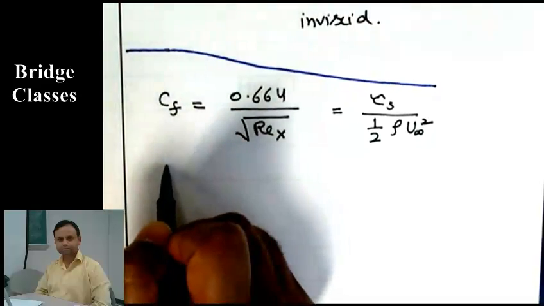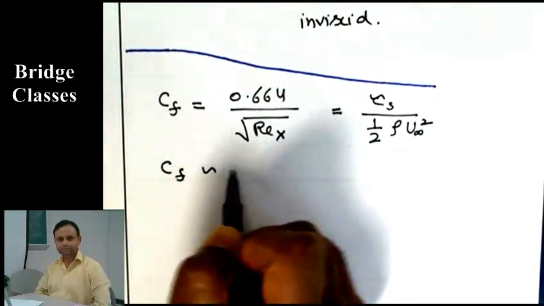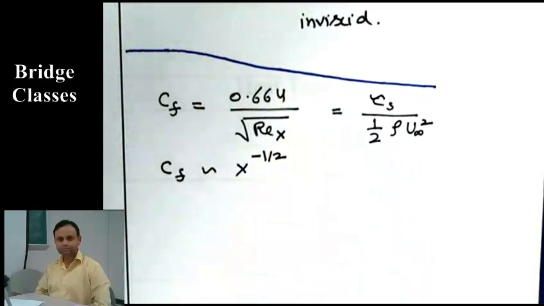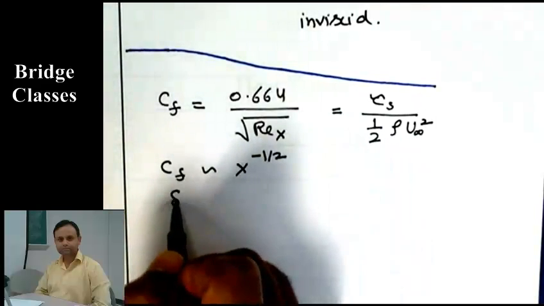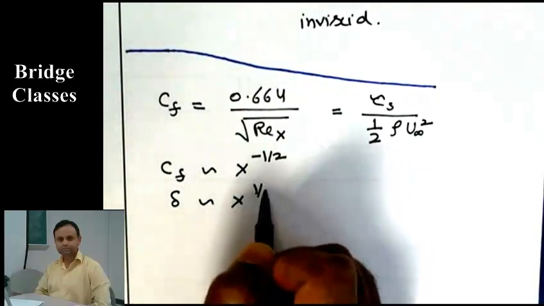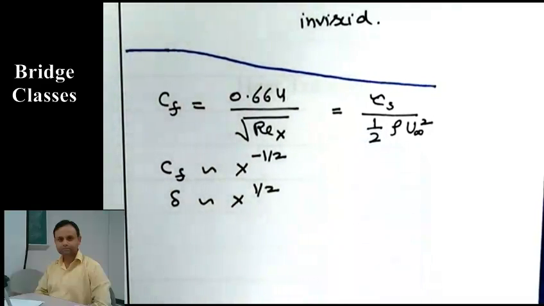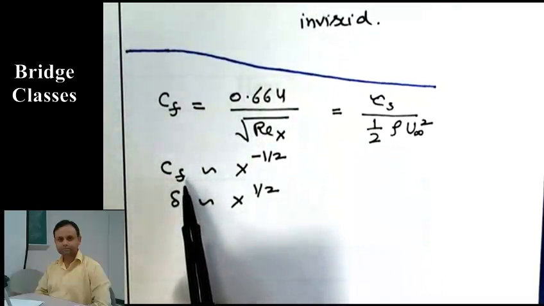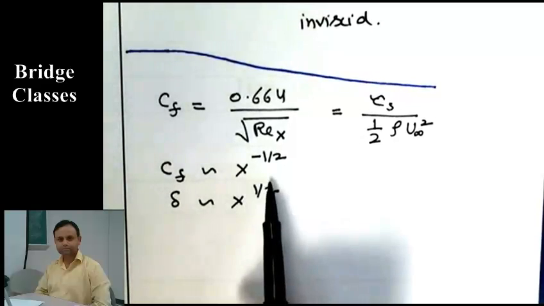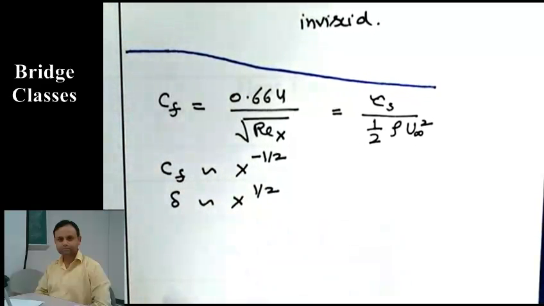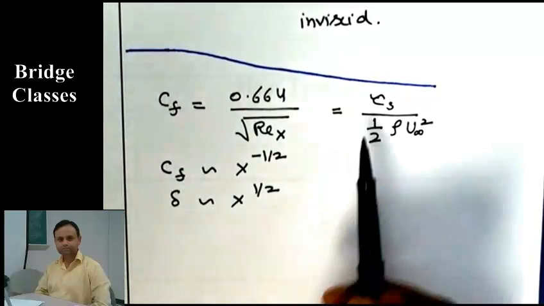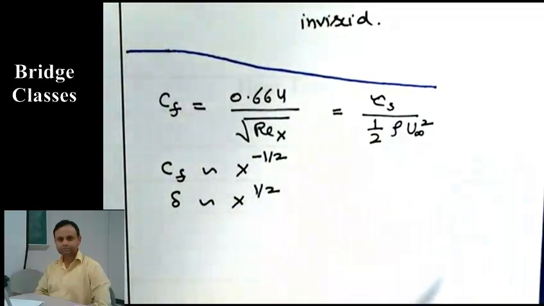And you also see that this Cf varies with x to the negative half, and boundary layer thickness delta varies with x to the half. That is the way it grows. It grows with square root of x, and the local friction coefficient decreases. As boundary layer thickness increases, it decreases because shear stress is related to the velocity gradient at the wall, which decreases as boundary layer thickness increases.